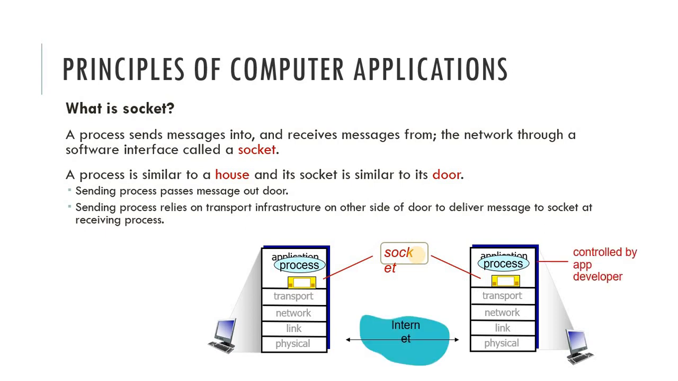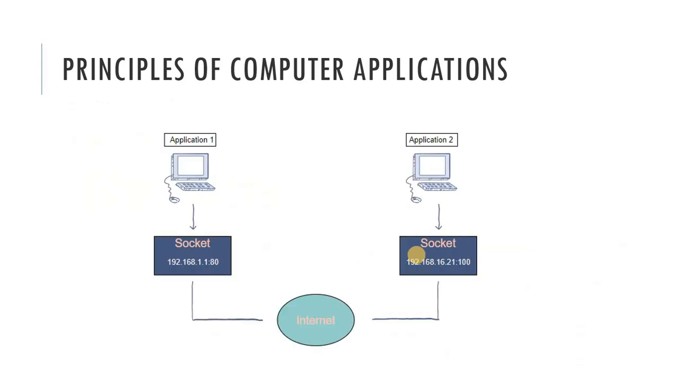Now we can say that the application layer is controlled by the app developer, or by the user who is interacting with that layer, and the rest of the layers are controlled by the OS. Once the user sends the data, the work of the application layer is complete, and after that everything is done by the operating system. Now this is one simple example to understand the socket.